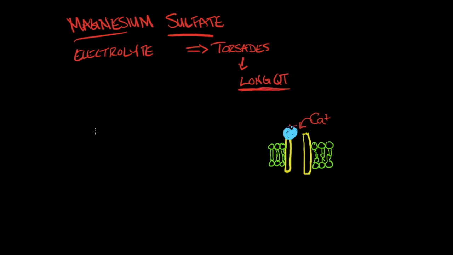The dose for this is going to be 1 to 2 grams. And because it's an electrolyte, it needs to be given very slowly. So we want to give this over 10 minutes, or up to over 10 minutes.